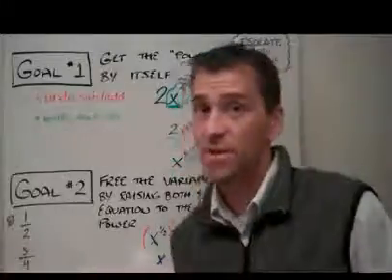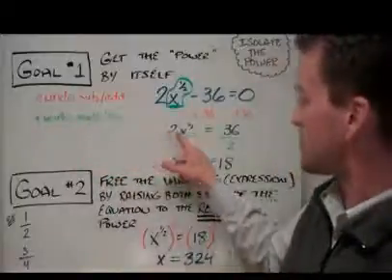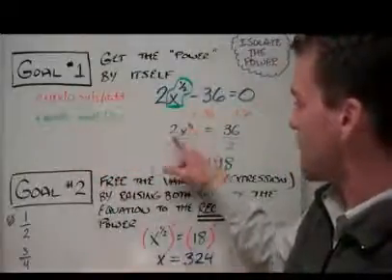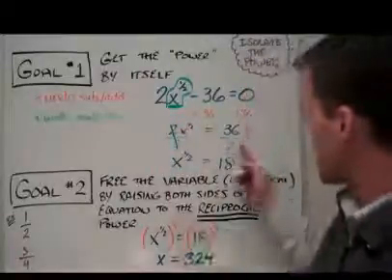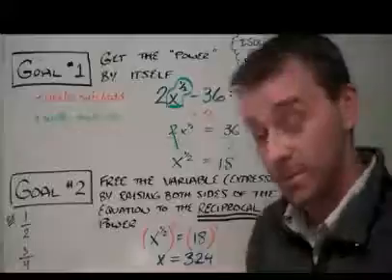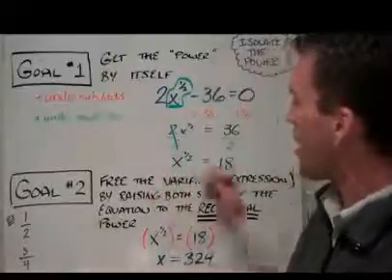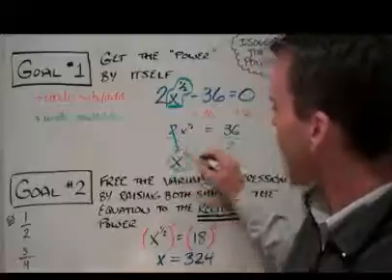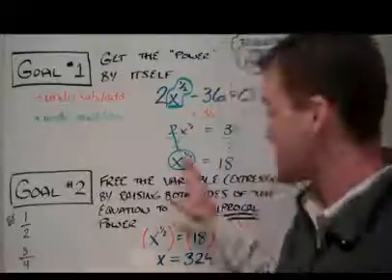So I still haven't achieved goal number one, but I can by now undoing my multiplication or division. Since it's 2 times x to the 1/2, I divide by 2 to clear out the 2's. And then 36 divided by 2 is just 18. Sweet. So there is goal number one. I've gotten the thing that's raised to the rational exponent by itself.